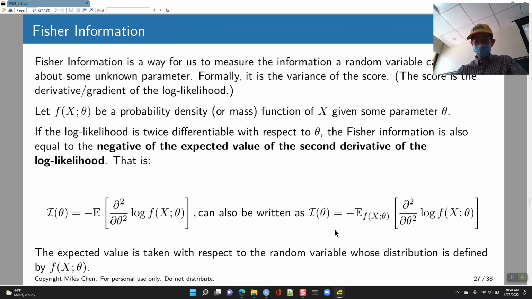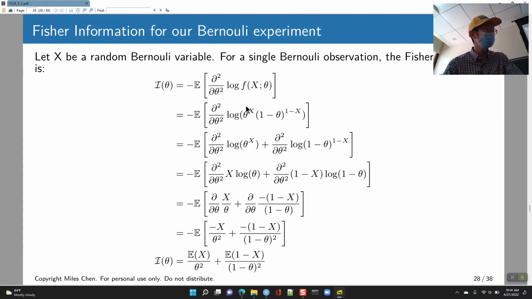We might write it like this. We can also say the negative expected value, with respect to this variable x, of the second derivative of the log likelihood. So if we plug this in, let's go back to that Bernoulli observation. How much information does one draw from the bag provide? One draw has this PMF: theta to the x, 1 minus theta to the 1 minus x. How much does one observation provide about the value theta?